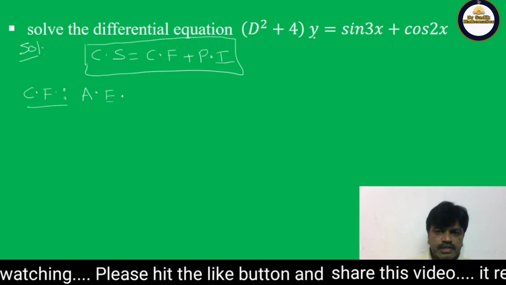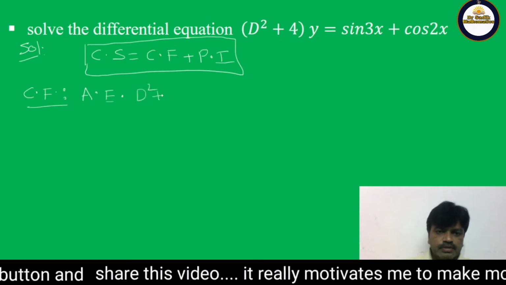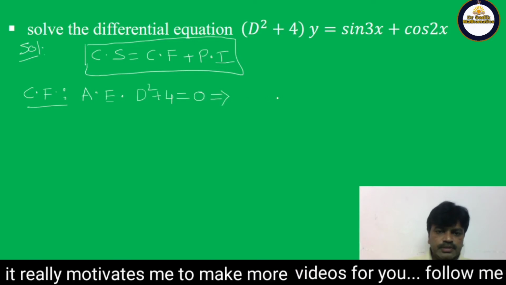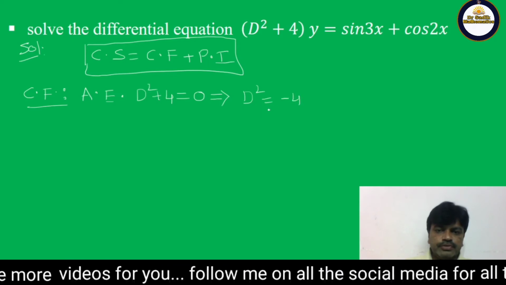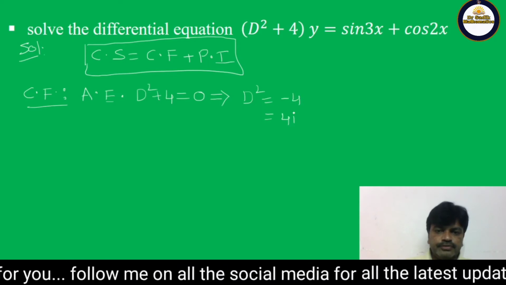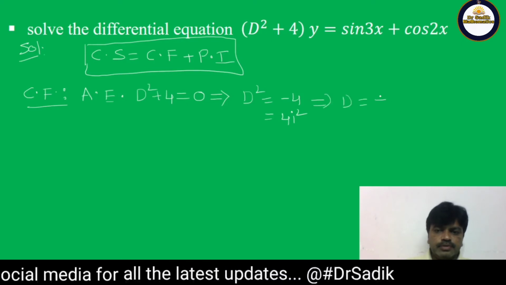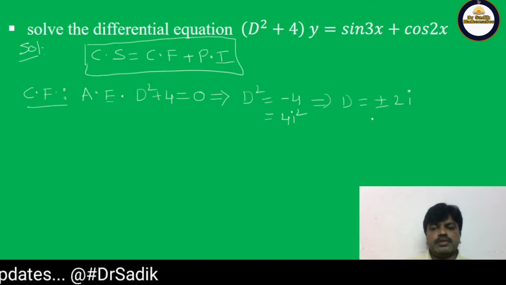So what is the auxiliary equation? It means the y coefficient is equal to 0. So D square plus 4 is equal to 0. That implies D square is equal to minus 4, which can be written as 4i square. That implies D is equal to plus or minus 2i.